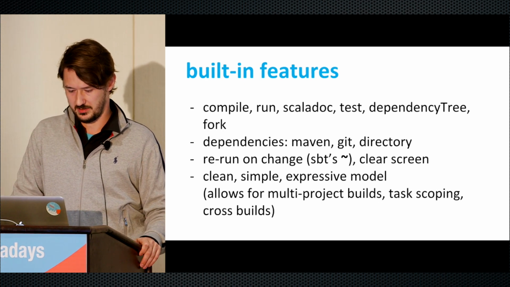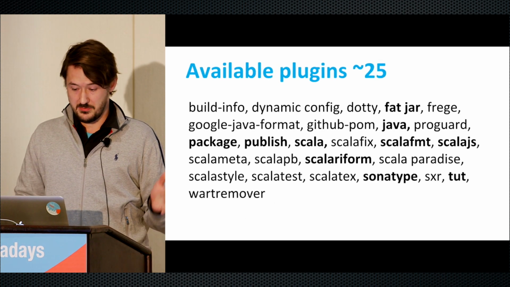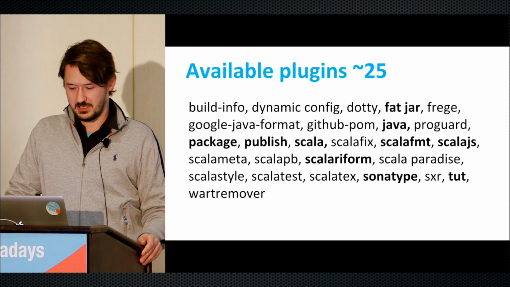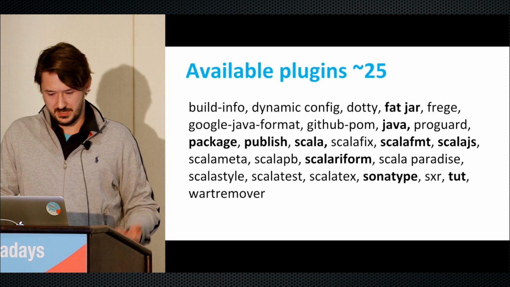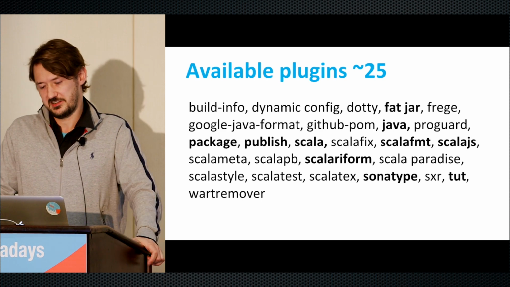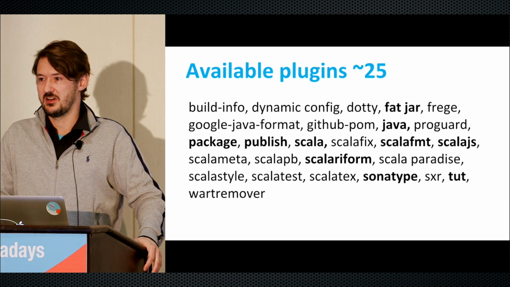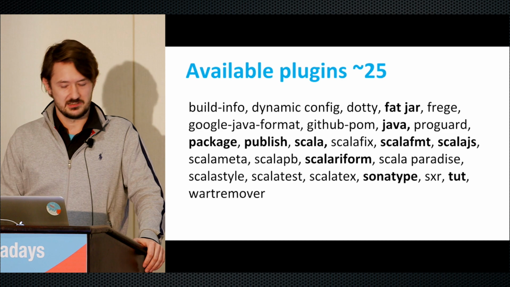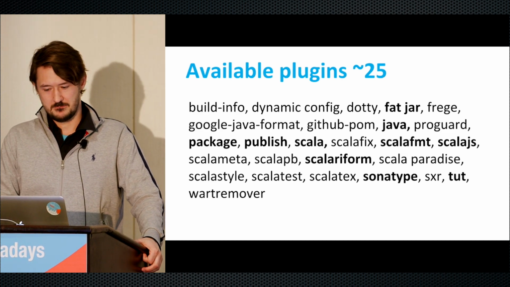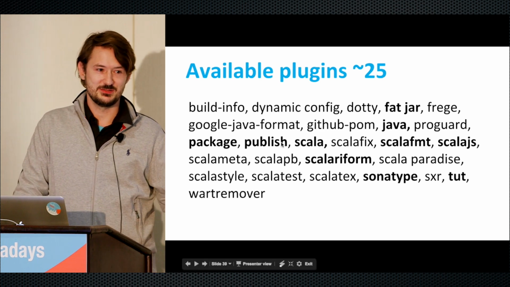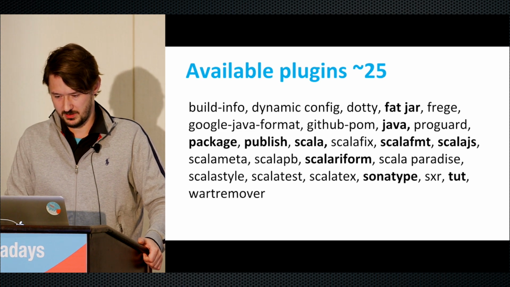And it has the expressive clean model for all these advanced things that I'll get back to in a minute. Right now there are about 25 plugins available for all the formatters, linters and compilers that we kind of need. Native is not supported yet, but Scala.js is. Build info, Scala Meta, Scala Paradise. IDEs are still missing, as I said. Those are the more important ones people use, just highlighting some of the bigger ones.